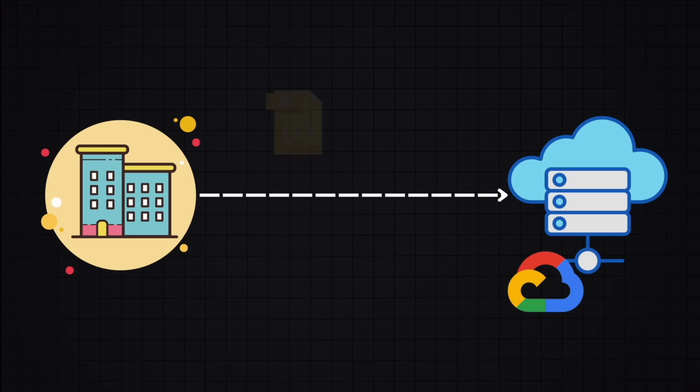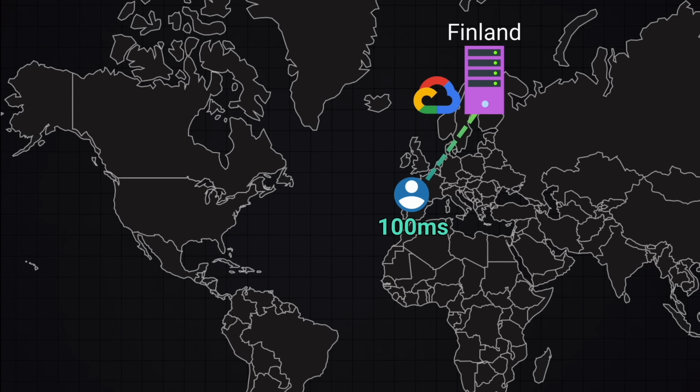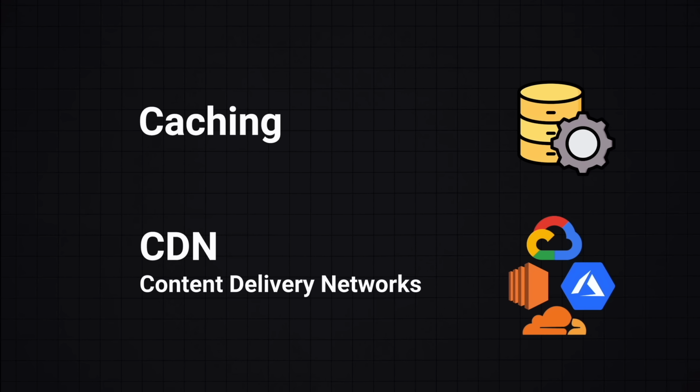Now imagine a company is hosting a website on a server in Google Cloud data centers in Finland. It may take around 100 milliseconds to load for users in Europe, but it takes 3 to 5 seconds to load for users in Mexico. Fortunately, there are strategies to minimize this request latency for users who are far away. These strategies are called caching and content delivery networks, which are two important concepts in modern web development and system design.